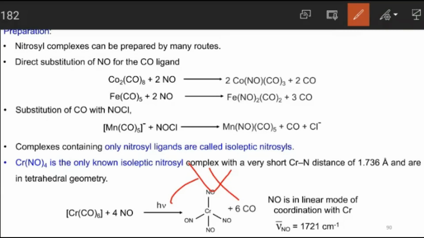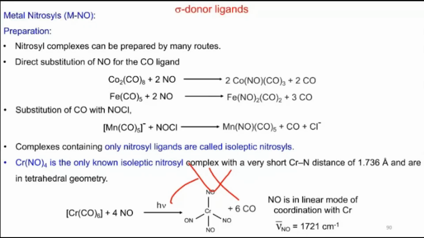So far the most pi accepting ligand is nothing but the linear NO plus. The linear NO plus is the most pi accepting ligand known in the literature.